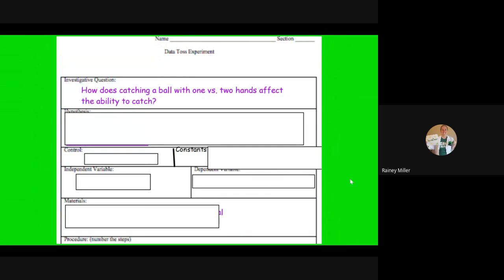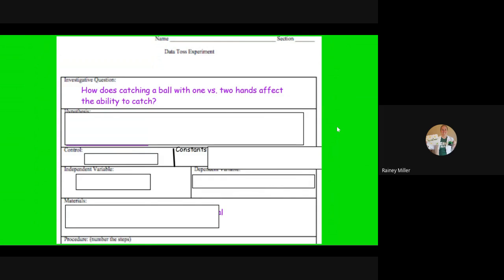So first thing that you're going to do is you're going to take a second and pause the video while you write down our investigative question we are going to figure out. Okay, so when you write an investigative question, you usually try and use the form, how does blank affect blank? So this uses that form as well. How does catching a ball with one versus two hands affect the ability to catch?